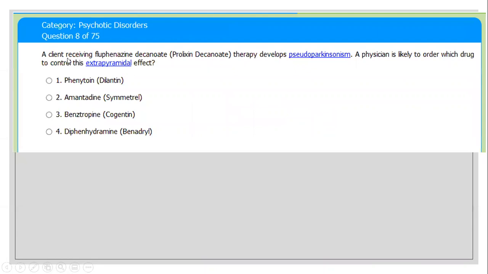The next question here. A client receiving fluphenazine therapy developed pseudo-Parkinsonism. A physician is likely to order which drug to control this extrapyramidal effect? Number one, phenytoin. Number two, amantadine. Number three, benztropine. And number four, diphenhydramine.